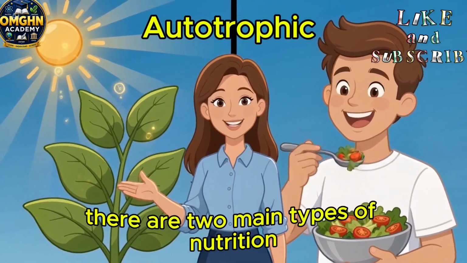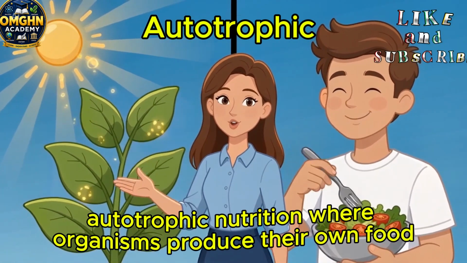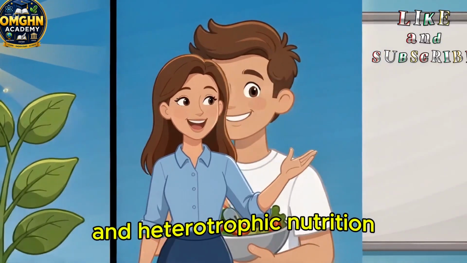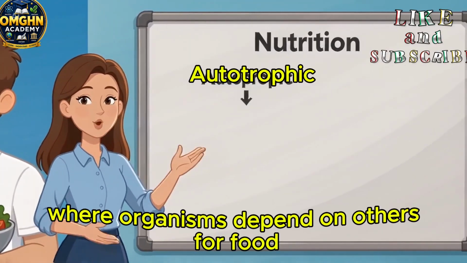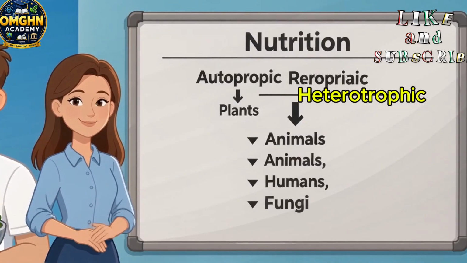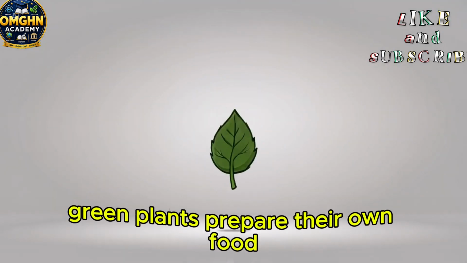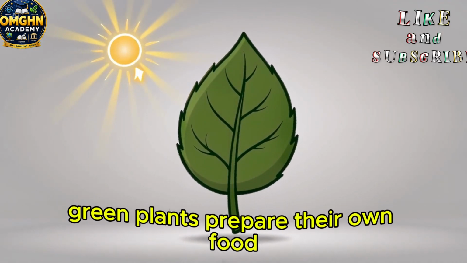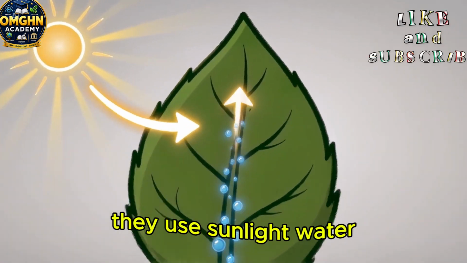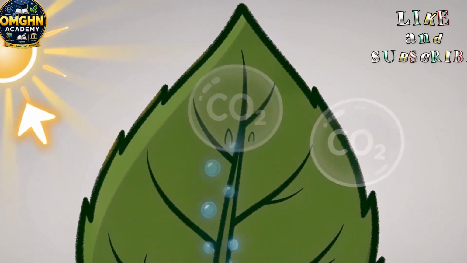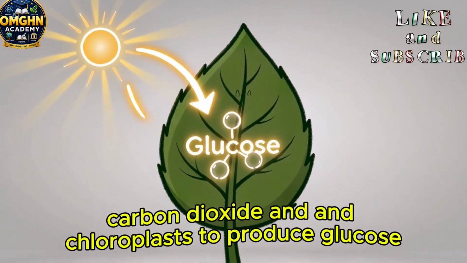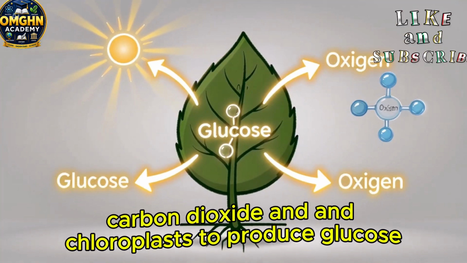There are two main types of nutrition: autotrophic nutrition, where organisms prepare their own food, and heterotrophic nutrition, where organisms depend on others for food. Green plants prepare their own food through a process called photosynthesis. They use sunlight, water, carbon dioxide, and chlorophyll to produce glucose.